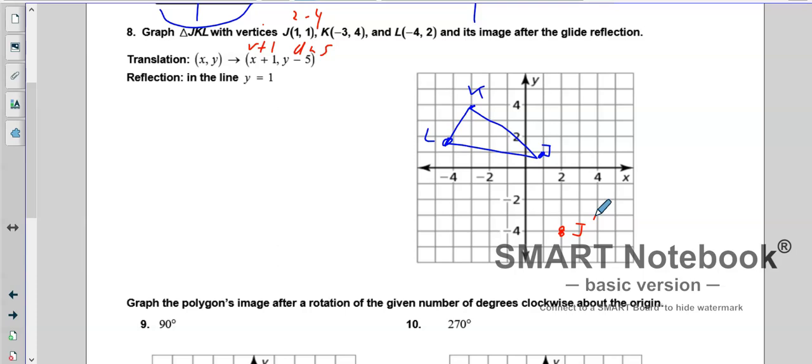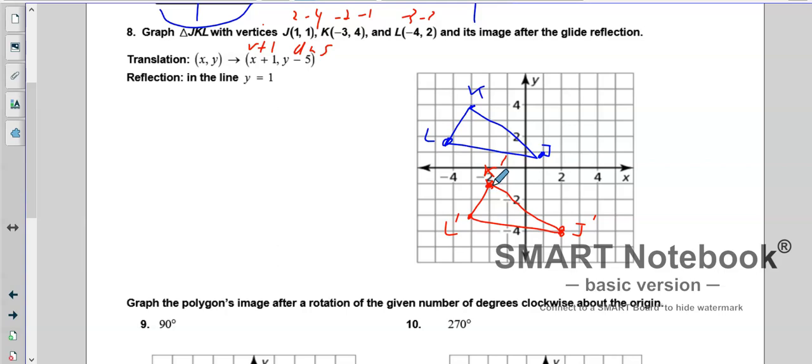Now K, I'm going to move right 1 and down 5 and end up here, okay, at -2, -1. And then the L, I'm going to move right 1 and down 5, 1, 2, 3, 4, 5, and end up at -3, -3. And that's if you do the math or just count on the graph, your choice. So here's my K prime and here's my L prime.